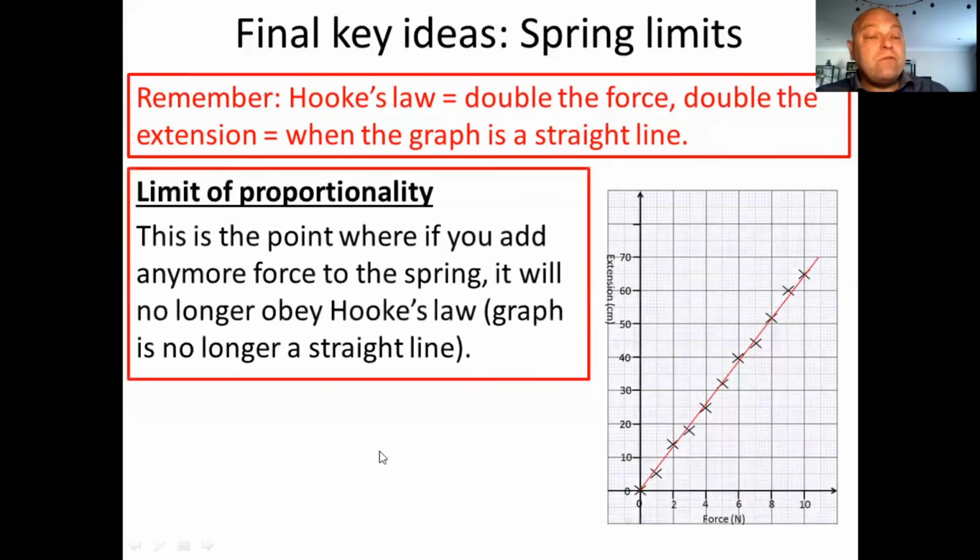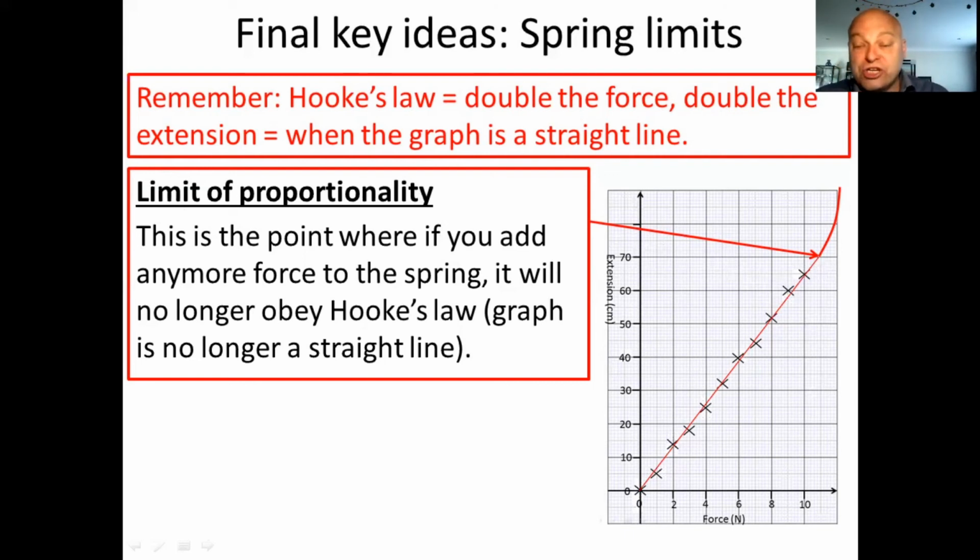Now, two new ideas, limit of proportionality. Now, proportional means if one doubles, the other doubles. So all of this bit here, well, it's a straight line, is below the limit of proportionality because it still obeys Hooke's law. But if you carried on going on and on and on, and the graph went up a little bit like this, it may start to curve. The point where it is no longer a straight line, it is no longer proportional. So that is what we call the limit of proportionality. And I've pointed to it on the graph, that point there.